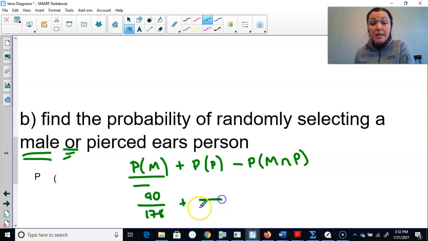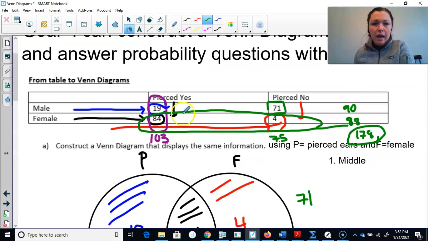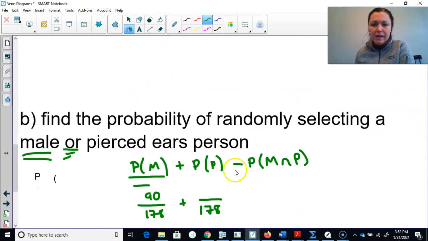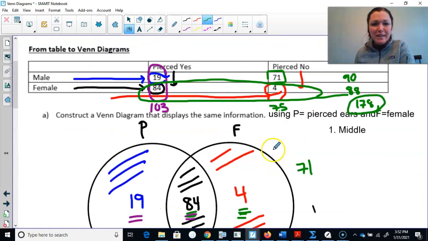Then there are people who have pierced ears out of 178. So let's see how many people have pierced ears. There's 103 people who have pierced ears out of 178. And I talked about this in the last video. This means intersection, that's the same as and. So out of the 178 people, how many are male and also have pierced ears? Male and also have pierced ears, there are 19 right here.